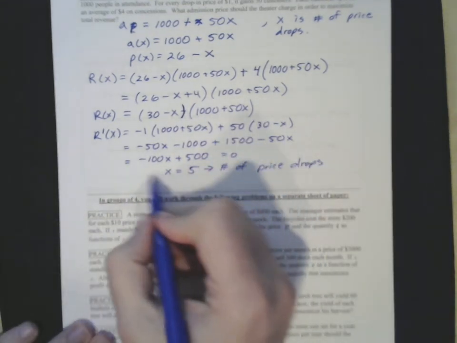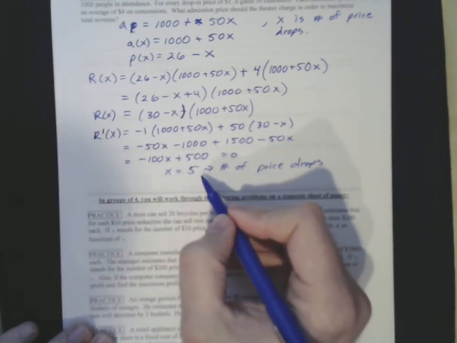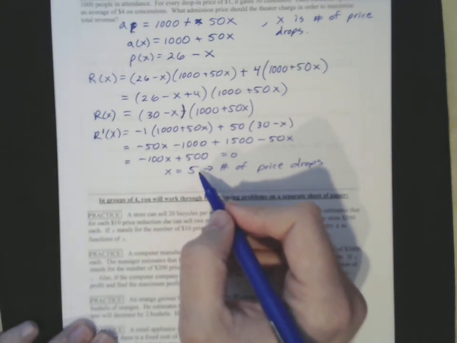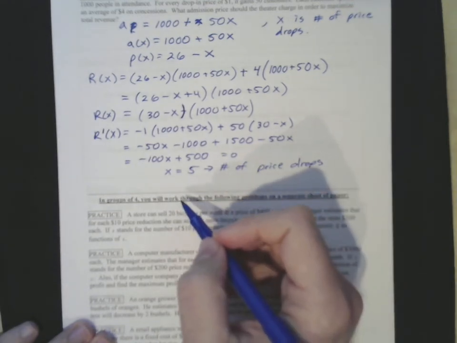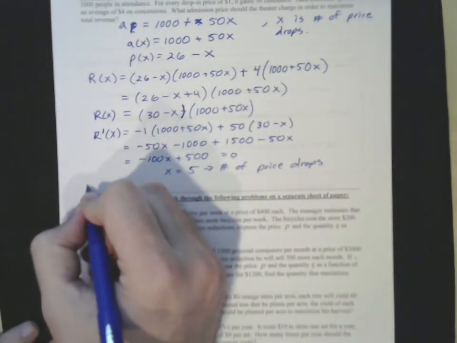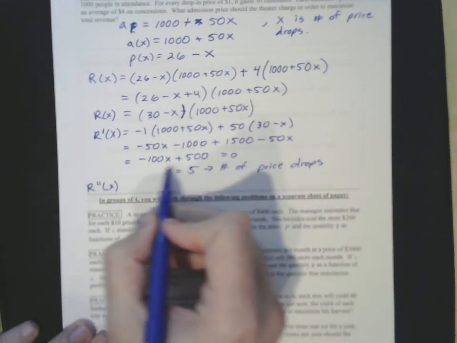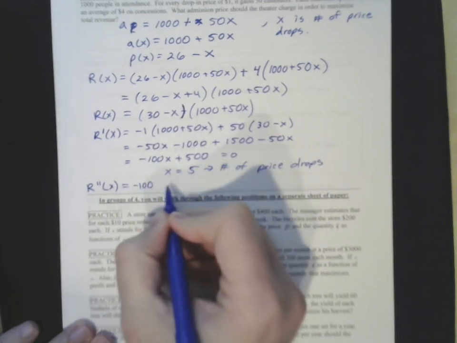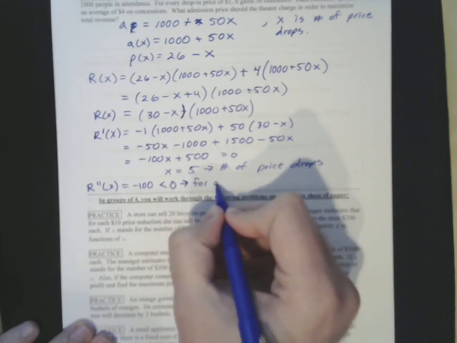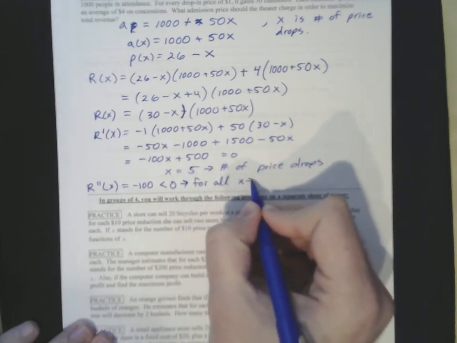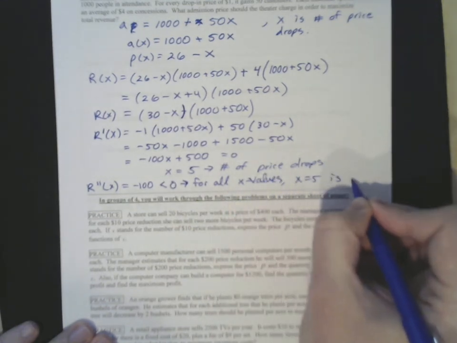So again, we have one critical number. We know it's an open interval because we can make 0 price drops. Actually, we can make negative price drops, which would be price increases, or we can make as many price drops as we want. So we're going to do the second derivative, R double prime of x. We have this nice simplified version here, so I'm just going to use this as negative 100. And just as we saw before, this is going to be less than 0 for all x values. So x equals 5 is a max.